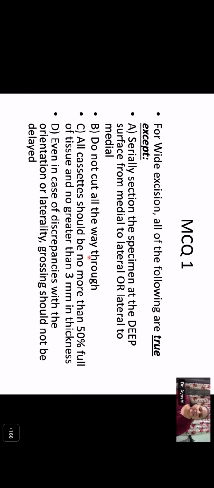I have mostly explained all these points: we have to serially slice the specimen on the deep aspect from medial to lateral or lateral to medial. It does not make a difference. When we are slicing in the initial cut for fixation, we should not cut through and through, so that we can maintain the orientation even after fixation. And of course, this is a standard protocol: all cases should not be more than 50% full or have tissues more than 3 mm.